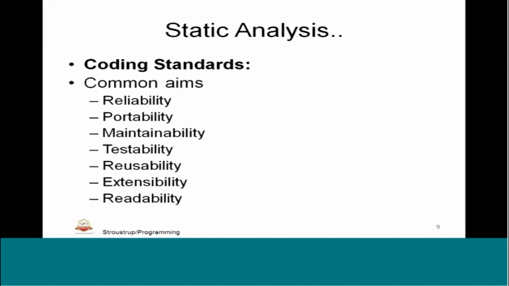and the aims or the goals of the common coding standards are as below: reliability, portability, maintainability, testability, reusability, extensibility, readability. So these are the important aims or goals of the coding standards. I'll repeat: reliability, portability, maintainability, testability, reusability, extensibility, readability. So these are very important aims for developing the coding standards and following them.